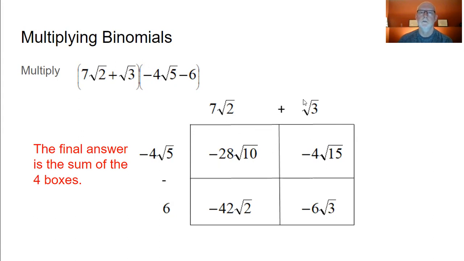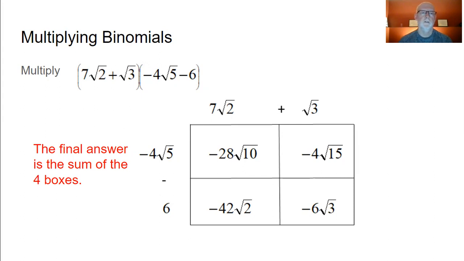Over here, there's that invisible 1. 1 times negative 4 is negative 4. Root 5 times root 3 is root 15. And then we'd go negative 6 times 7 root 2 to get the bottom left-hand corner of negative 42 root 2. And the bottom right-hand corner would be negative 6 root 3.